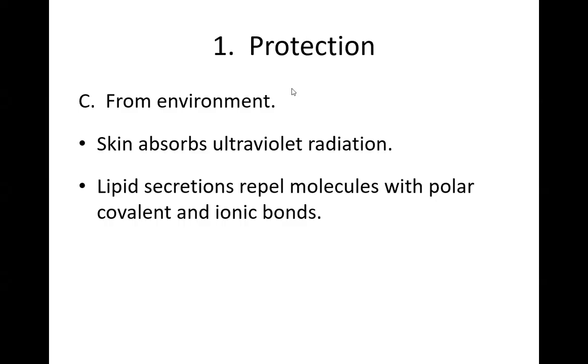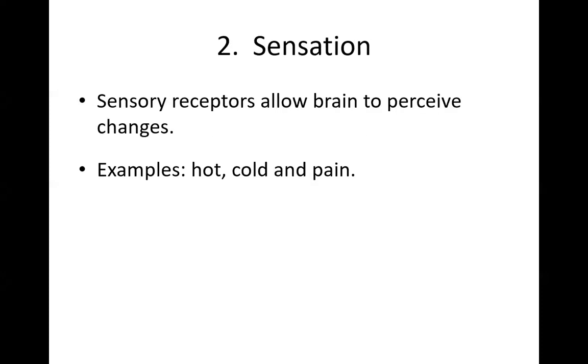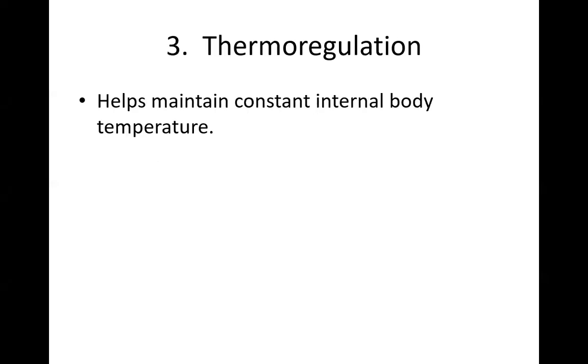Protection. It's very important to see how the integumentary system protects us from the environment. The skin absorbs ultraviolet radiation. We talked about that. And there are lipid secretions that repel molecules with polar, covalent, and ionic bonds. For sensation, you have sensory receptors that allow the brain to perceive changes. So there are hot, cold, and pain receptors. There's also thermoregulation, which helps to maintain a constant internal body temperature.